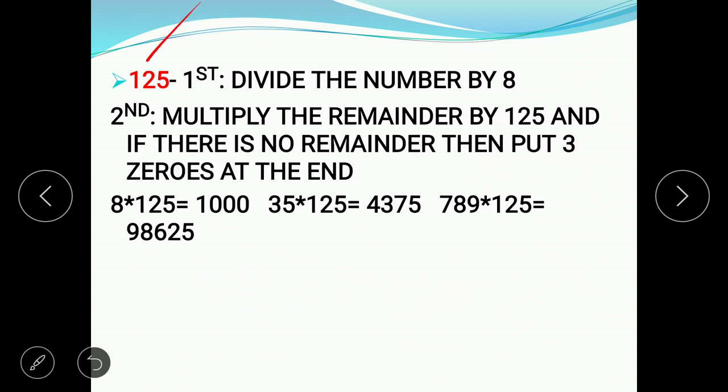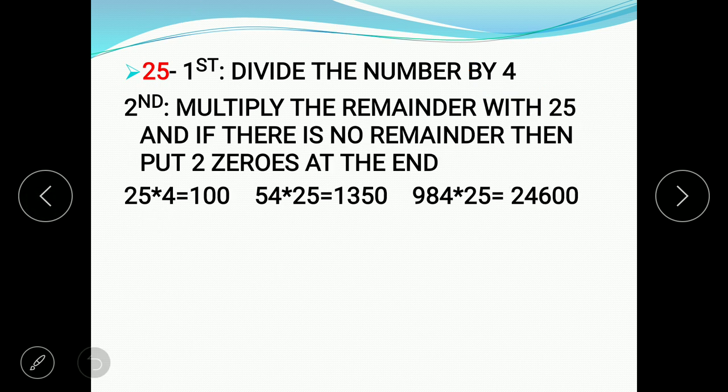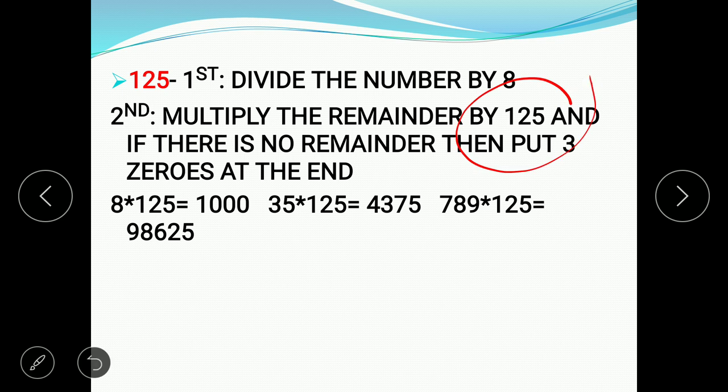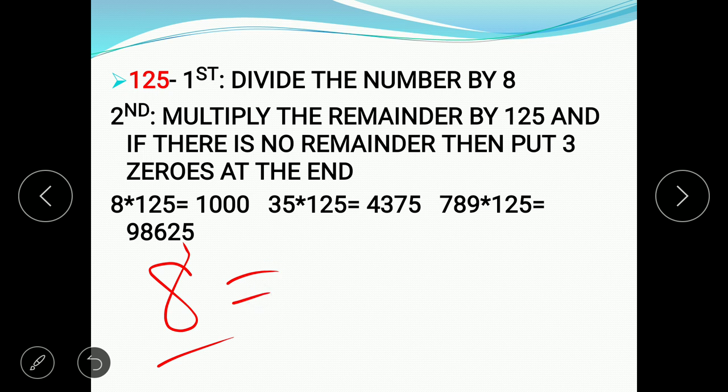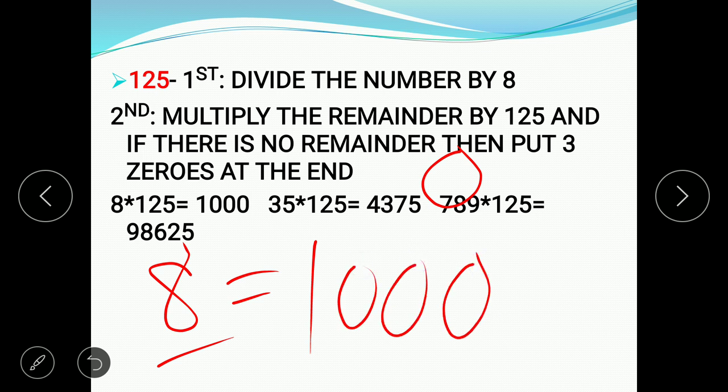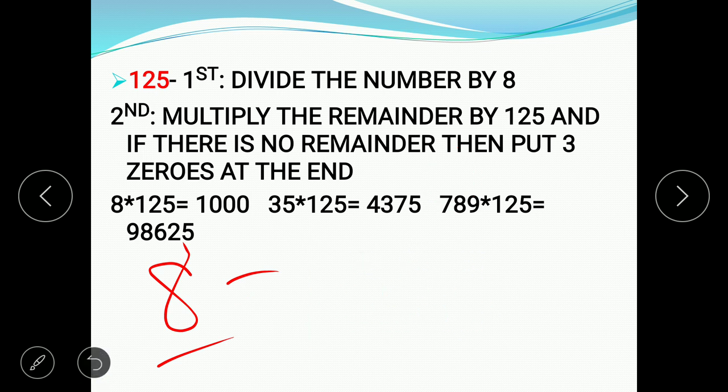Next, 125. When we multiply a number with 125, first of all, we have to divide the number by 8. Then, similarly, what we have done in 25, we need to do in 125 as well. See with the example, 8 into 125. Divide 8 by 8. Our quotient is 1, remainder is 0. How many zeros will we put here now? 1, 2, 3. Clear? Okay.